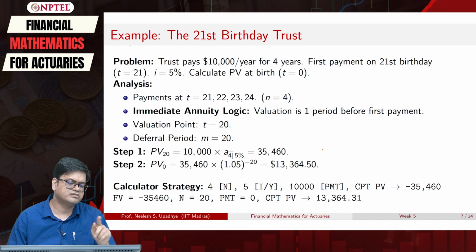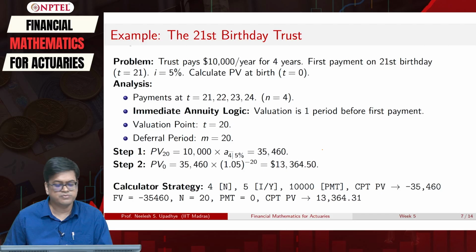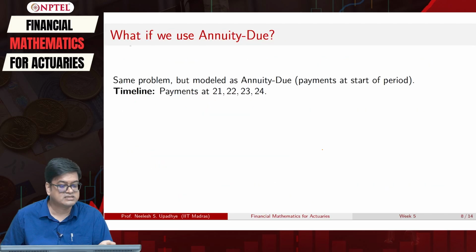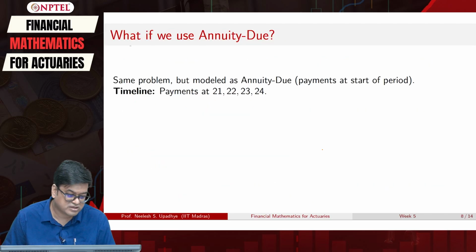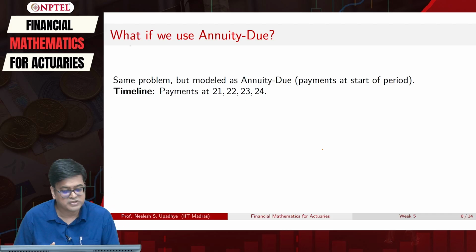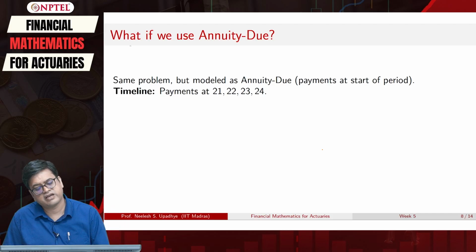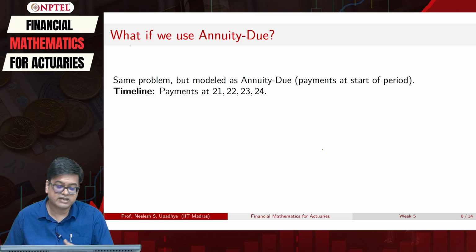What if I want to change this logic to annuity due? Then it becomes the internal adjustment. Okay. So, if I want to use this as the annuity due, in the context of annuity due, the payments again are at 21, 22, 23, 24, right. So, they start at the beginning.